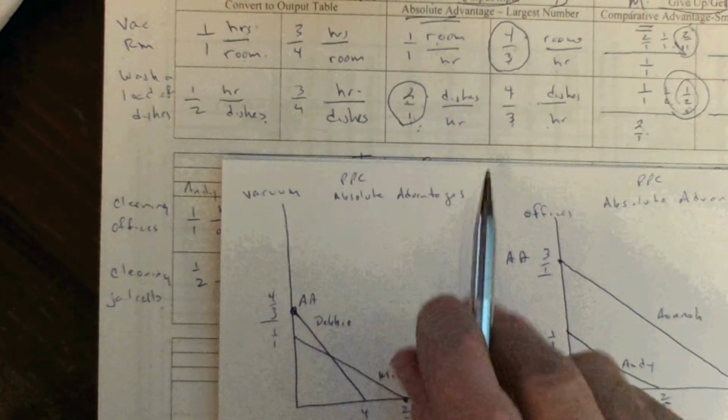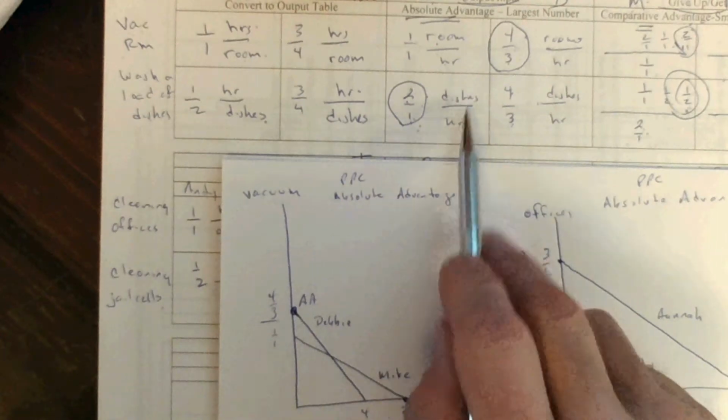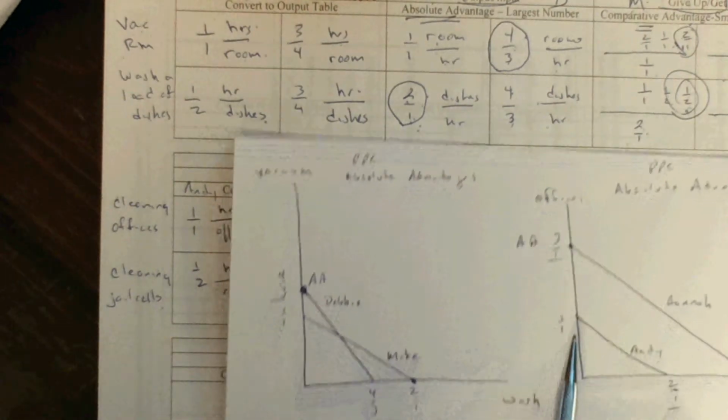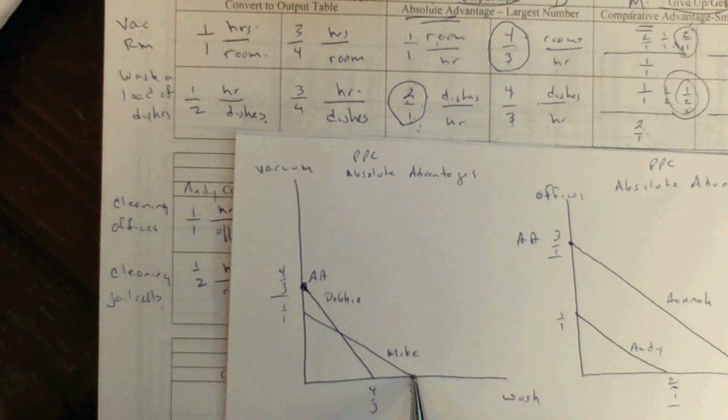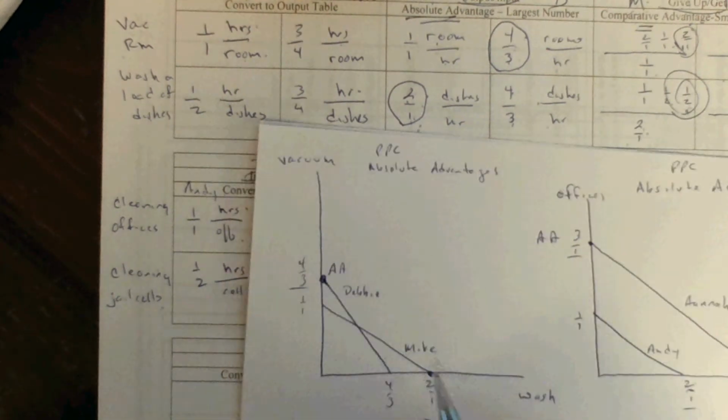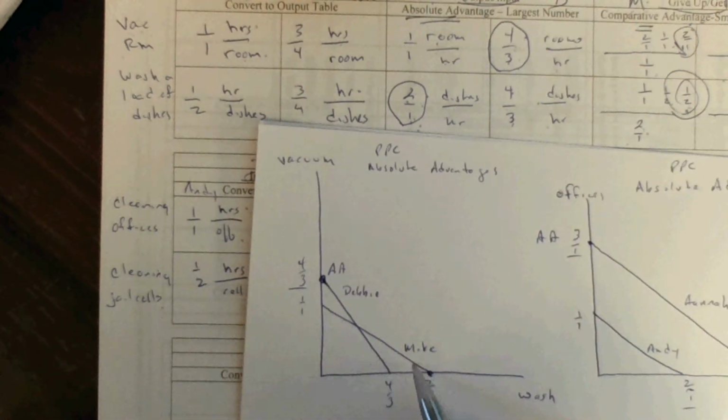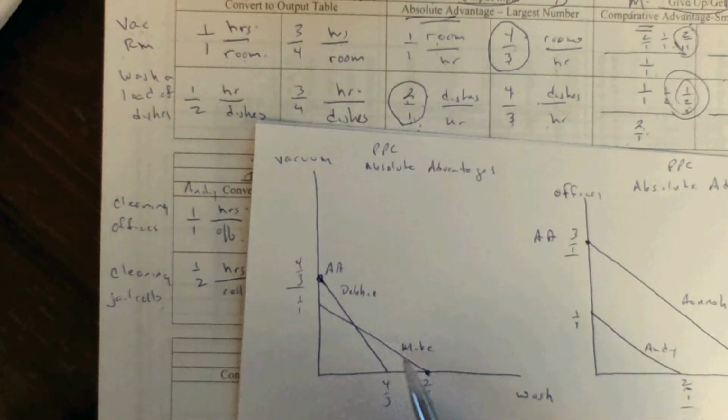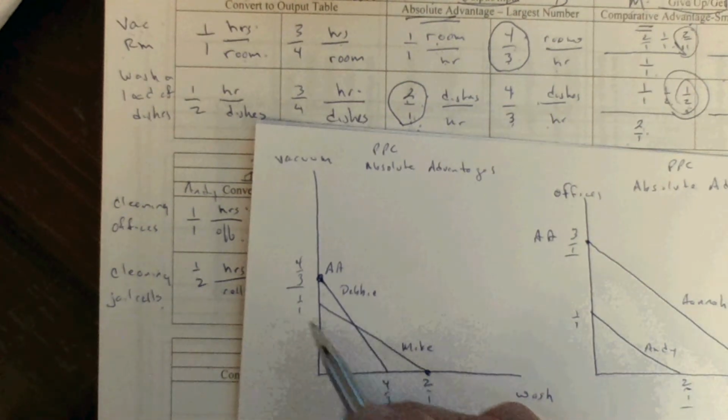How much can he do with the other product? He could do 2 loads of dishes in 2 hours. Here's our wash 2 dishes. We connect the dots, and now we have Mike's production possibilities curve. He could do any combination of vacuuming or washing along that line.